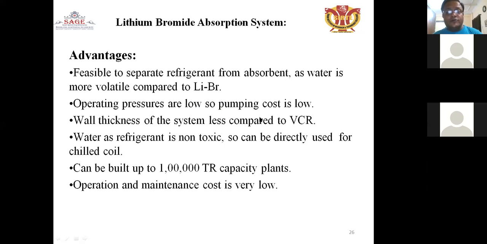Operating pressures are low, so pumping cost is low. Wall thickness of the system is less compared to the VCRS system. Water as a refrigerant is not toxic, so it can be used directly for the chilled coil. It can be built for 1 lakh TR capacity plants. Operation and maintenance cost is very low. These are the major advantages of the lithium bromide absorption system.